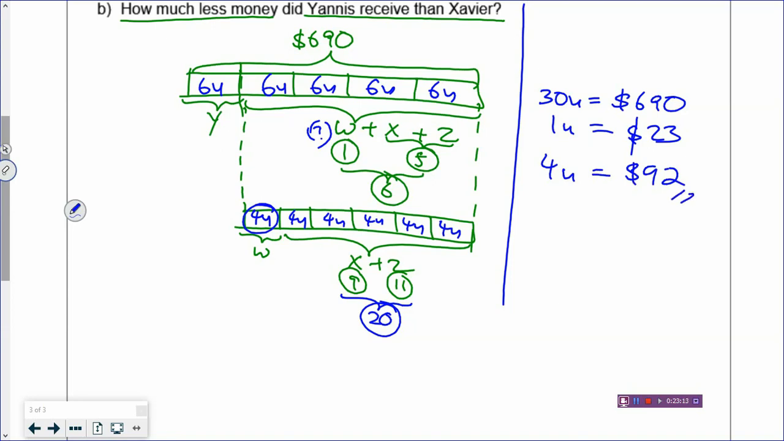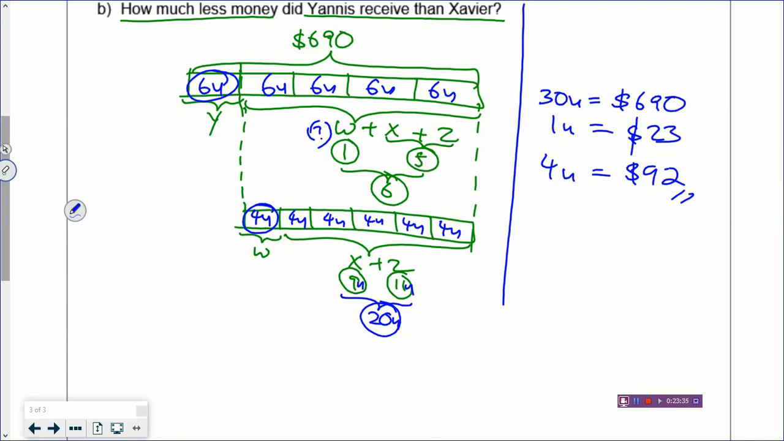So how much less money did Yanis receive than Xavier? Yanis is 6 units, Willie is 4 units. Xavier has how many? Xavier has 9 units. How do you know it's 9 units? Because together you can see there are 20 units, right? And this is 9 units, and Zachary has 11 units, right?